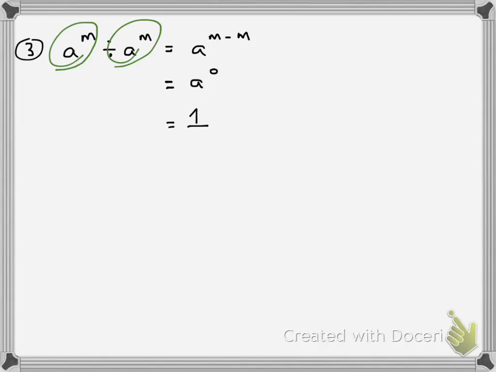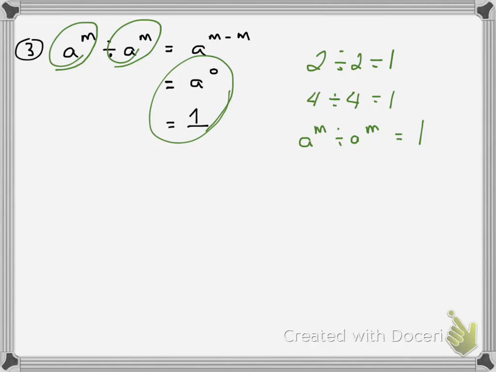What am I talking about? 2 divided by 2 equals 1. 4 divided by 4 equals 1. a to the m divided by a to the m must also equal 1. But, using our index law, that also means the same thing. So anything to the power of 0 will always equal the value of 1.